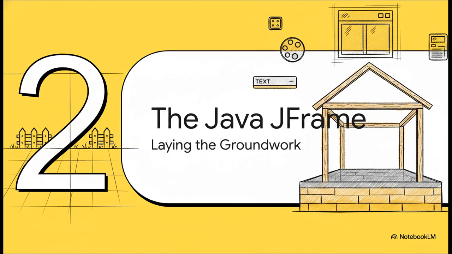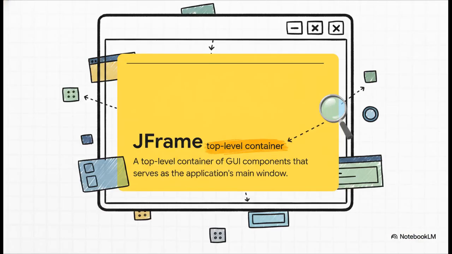Let's transition over to Section 2, the foundation, Java JFrame, laying the groundwork. If you're going to build a physical house, you absolutely need an empty plot of land to build it on, right? Well, in Java, before you can draw colorful shapes or add interactive buttons or type in text fields, you need a core tool to hold all of that stuff together. That plot of land is the JFrame.